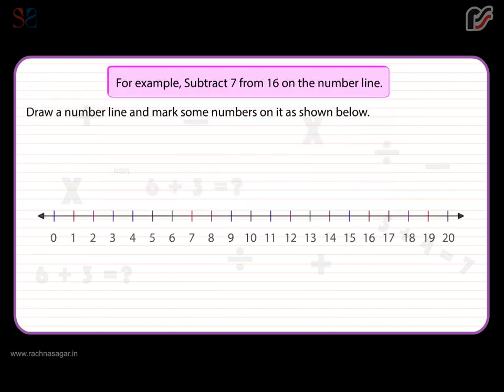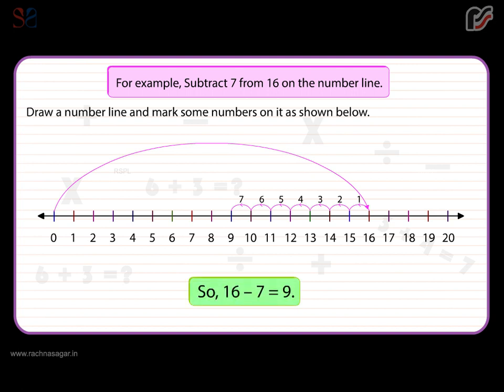Draw a number line and mark some numbers on it as shown below. First, jump on the number 16. Then, move 7 numbers by counting backward. Doing so, we will reach the number 9. So, 16 minus 7 is equal to 9.